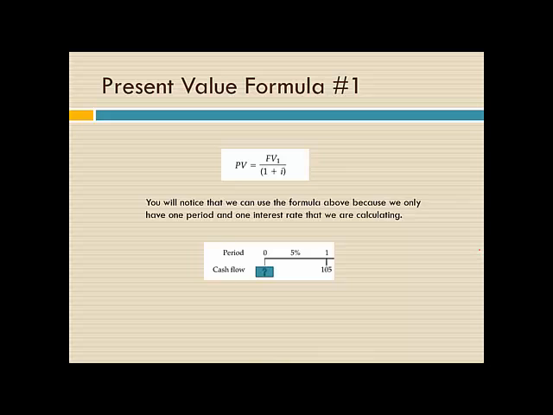You'll notice that we can use the formula above only because we have one period and one interest rate. So all we're going to do is take our future value of $105 and divide it by 1.05, which is 1 plus the interest rate. Fairly easy stuff. When you solve this all the way through, you end up with the original $100. And this, by the way, is called discounting because you're going backwards toward present value.